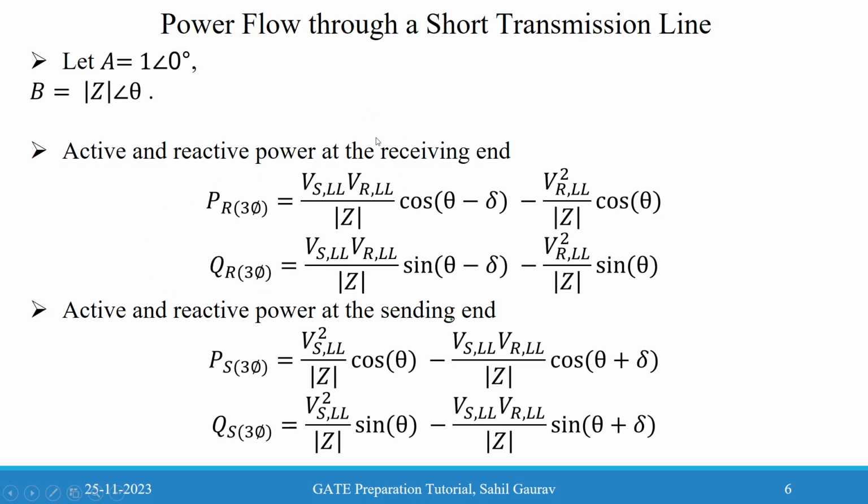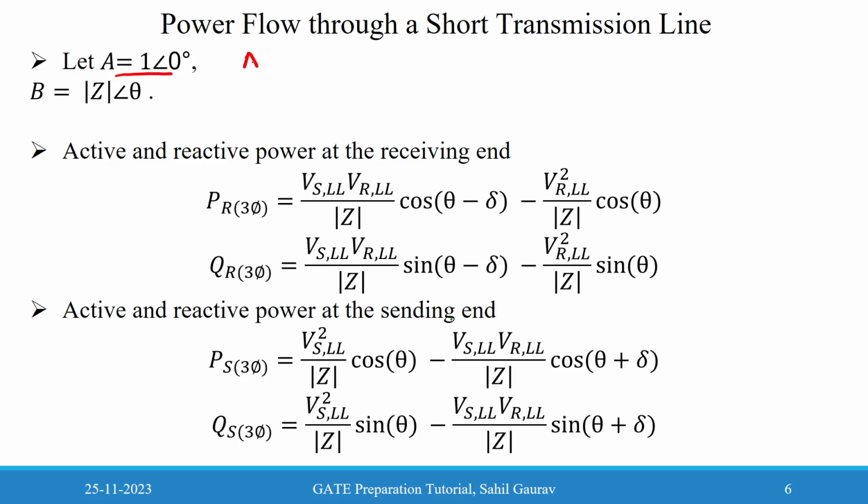So now we will see the power flow through a short transmission line. We have seen the general expression for power flow through a transmission line. Now if we consider the short transmission line, in that case this A value is 1 at the angle of 0 degree.